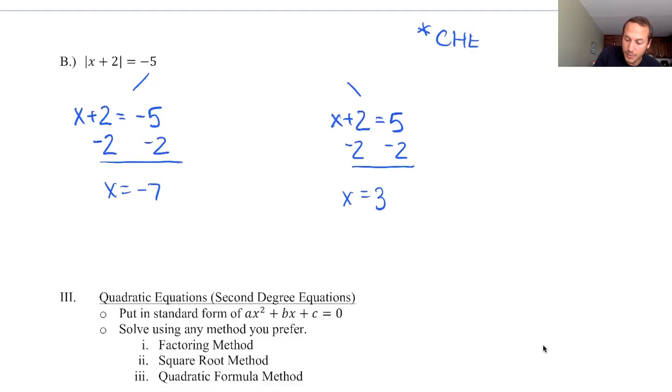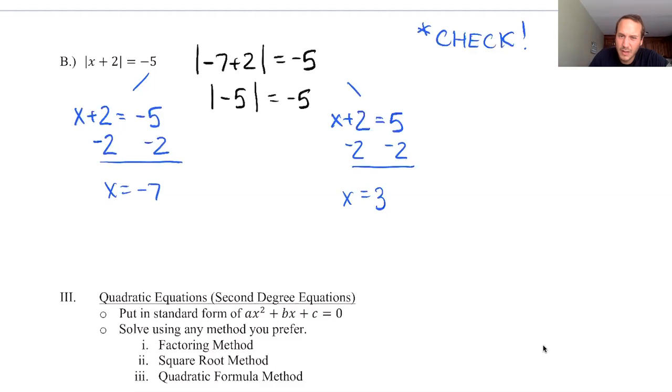Now, I'm going to do the same thing where I'm going to check it by writing it down, but there's nothing stopping you from just doing this in your head as we go along. Okay, so when we go and check, I've got negative 7 plus 2 is equal to negative 5. We always check with the original. I don't know if I said that before, but this is going to give me the absolute value of negative 5 is equal to negative 5. Now, if you remember anything about absolute value, this is going to be 5 is equal to negative 5. Now, this does not work out. I need to reject this answer.